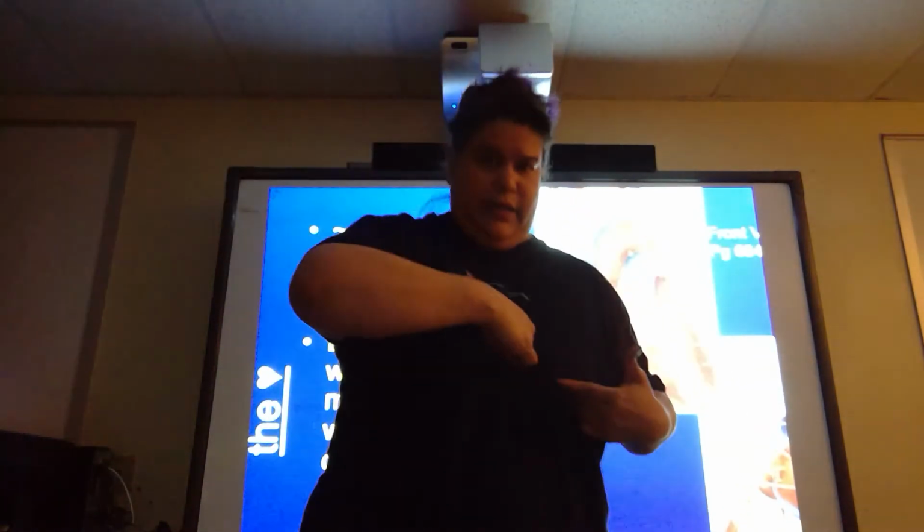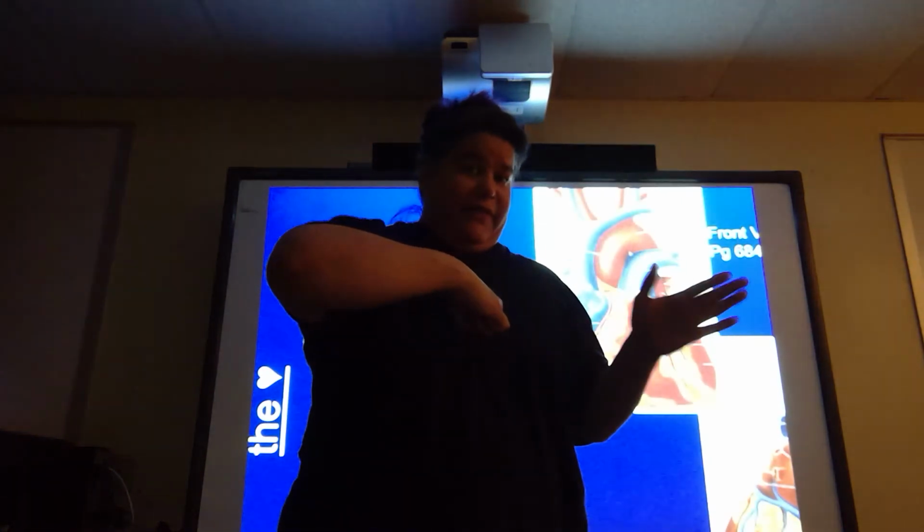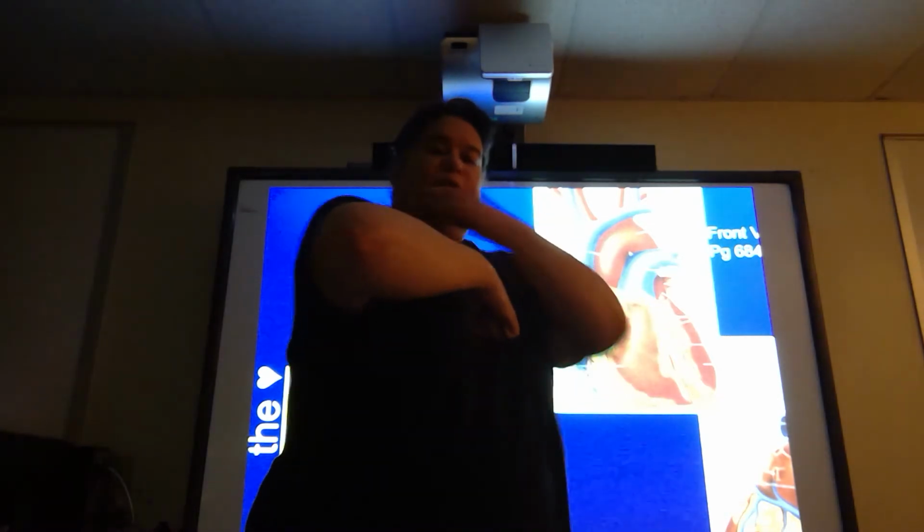Your heart sits like this. So it kind of comes forward and down. This is actually kind of coming down toward the left. And then that flat top is actually going back toward this shoulder. So your heart lies at an angle inside of here.